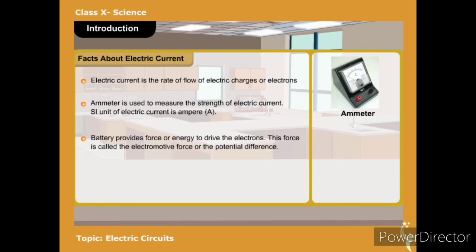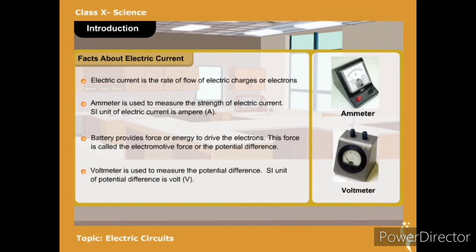A battery provides force or energy to drive the electrons. This force is called the electromotive force or the potential difference. A voltmeter is used to measure the potential difference. The SI unit of potential difference is volt, V.